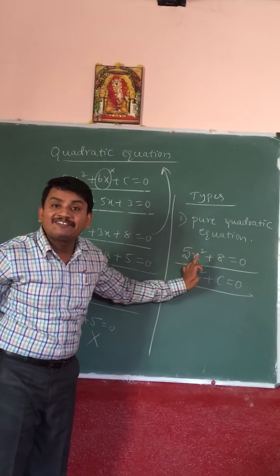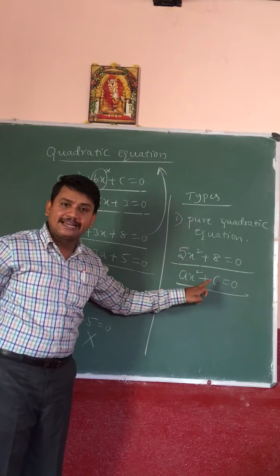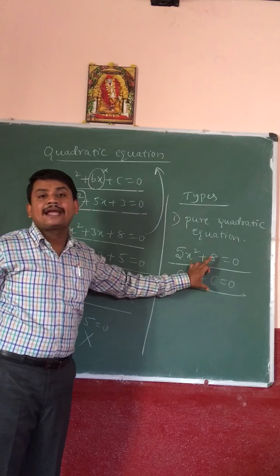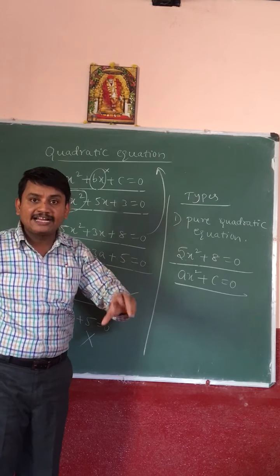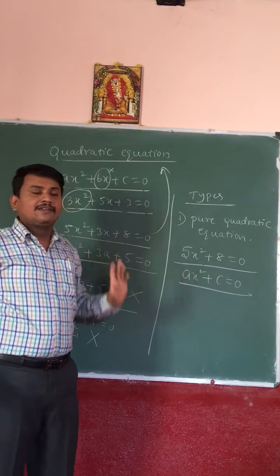There is no term with the variable x, only one square and one constant. This type of quadratic equation we will call a pure quadratic equation. Next, the second type: the unaffected quadratic equation. What is an unaffected quadratic equation?